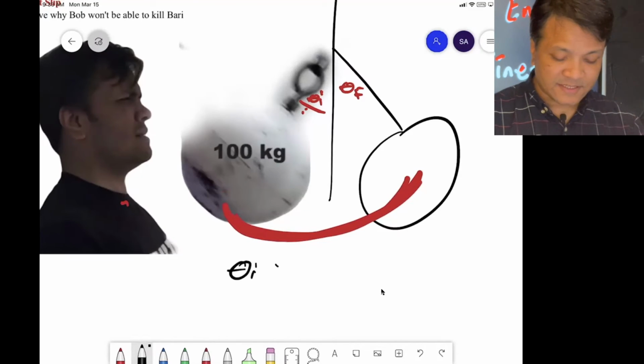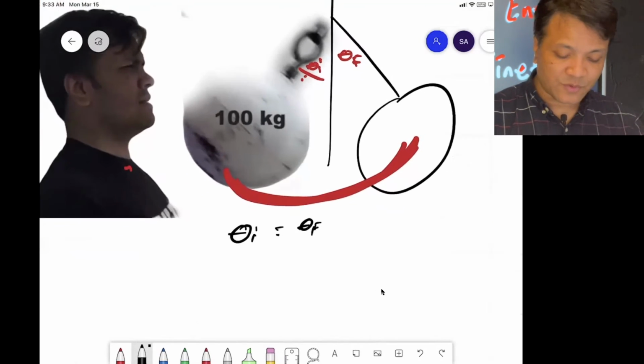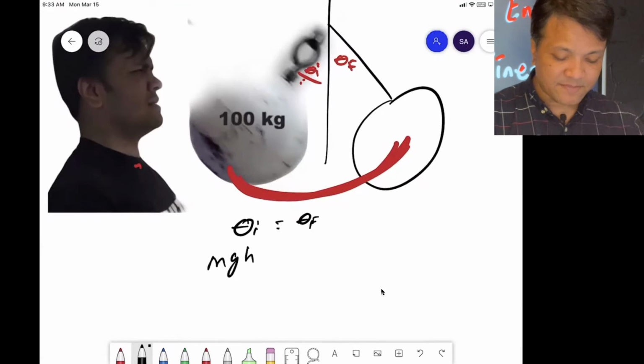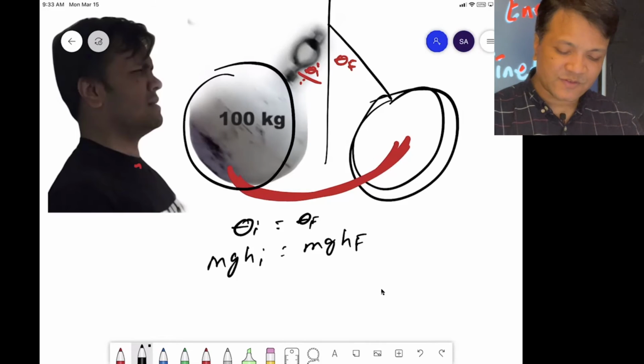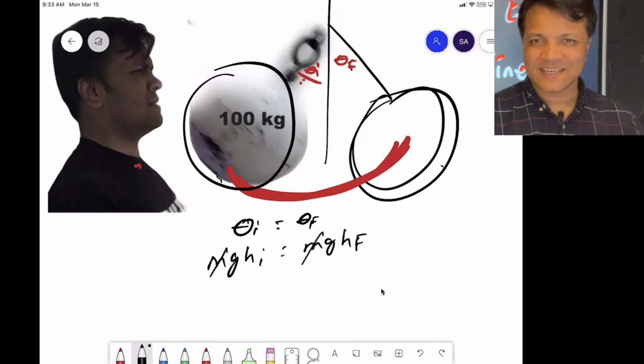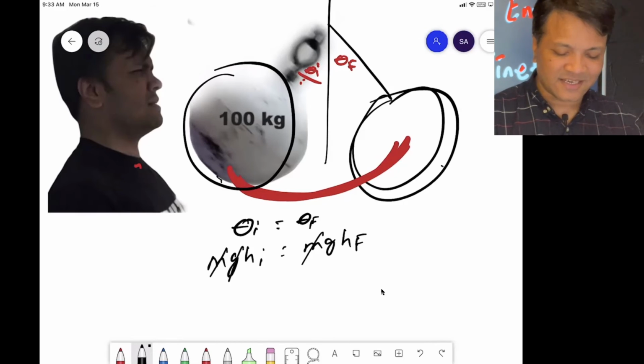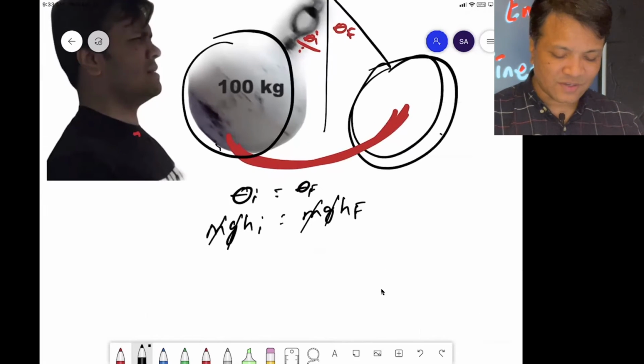So we're going to set theta initial equal to theta final, and we want to give a proof. mgh initial is equal to mgh final, because over here you have maximum mgh and over here you also have maximum mgh, because this one is changing direction, making the velocity 0. This one is also changing direction, making the velocity 0. m is 100 kilograms for this side and 100 kilograms for that side. m is constant, so you can cancel that. Acceleration due to gravity is also constant. So h initial is equal to h final.